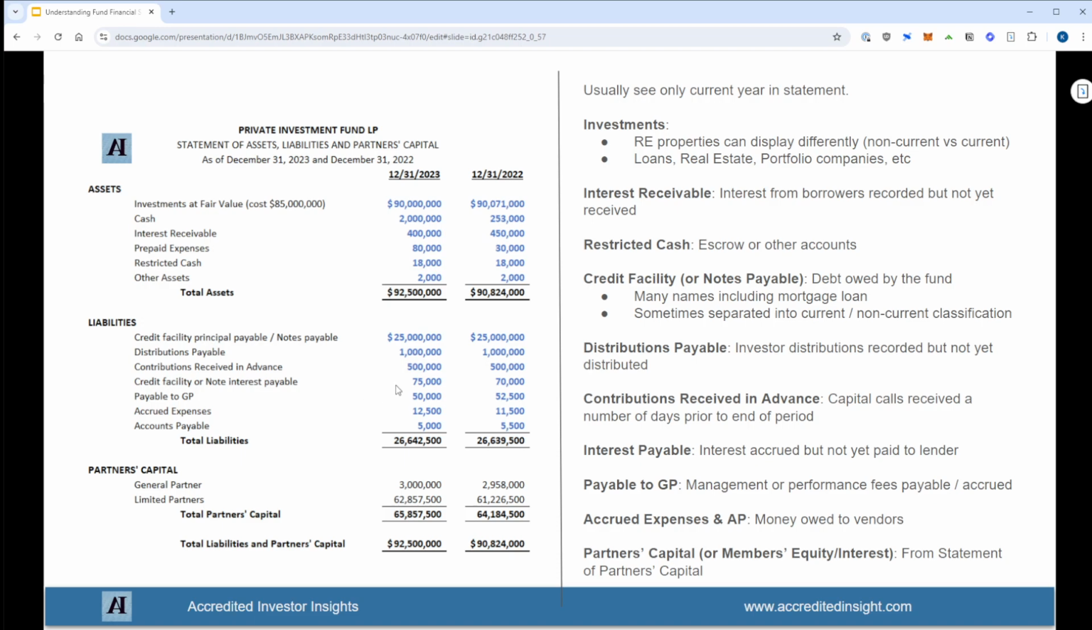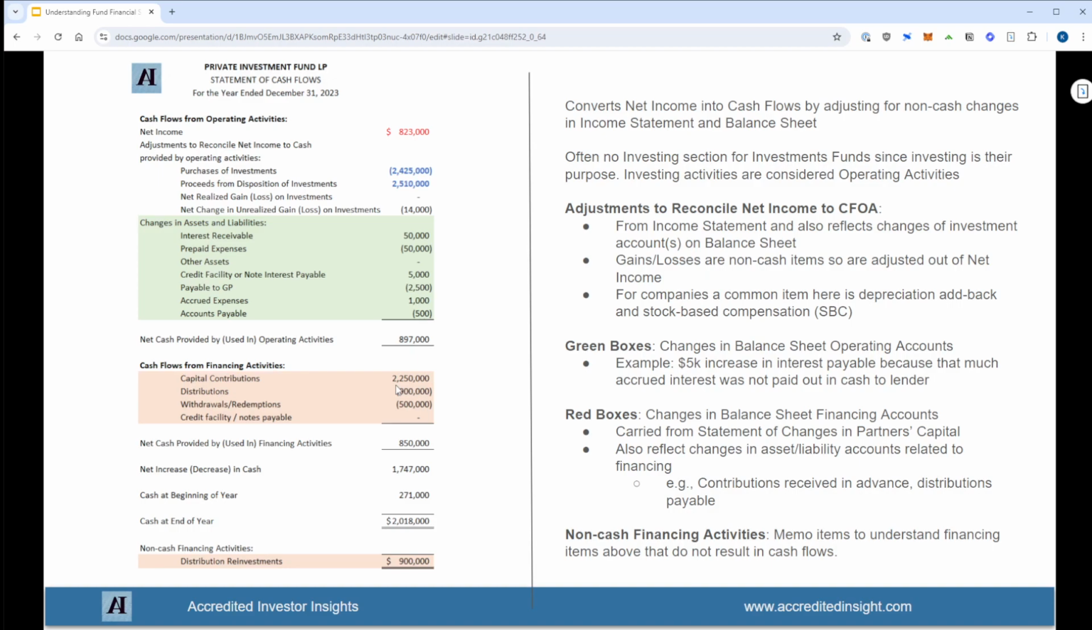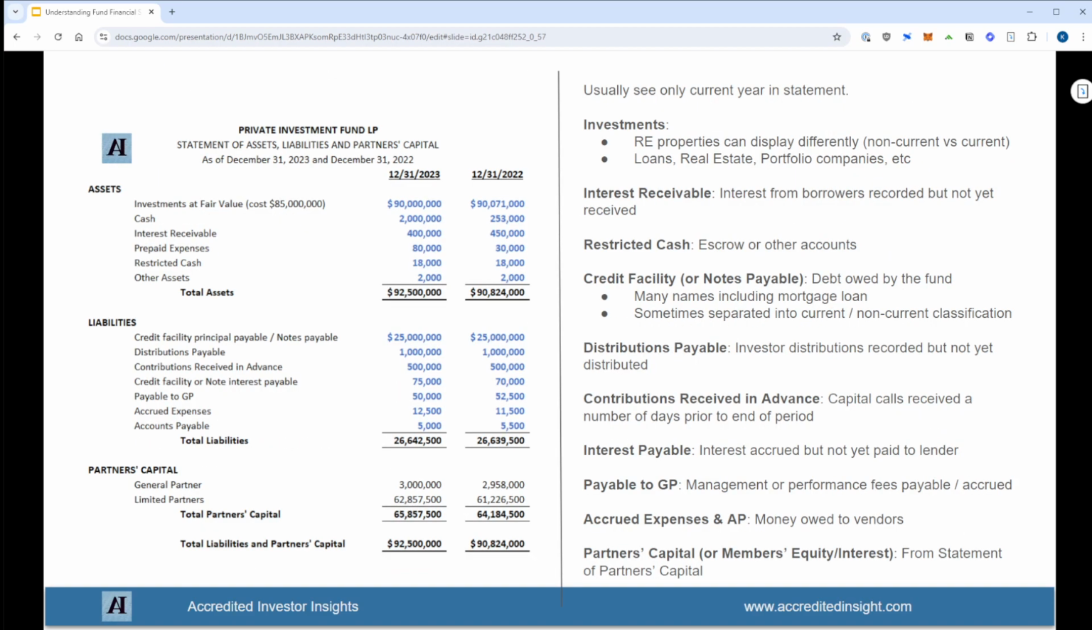So those are your main items for assets and liabilities. You subtract the liabilities from your assets and you're going to get your partner's capital. Oops, sorry about that. And your partner's capital, like I said, is taken from the prior statement and pulled into the balance sheet. And I think I will stop right there for a moment.